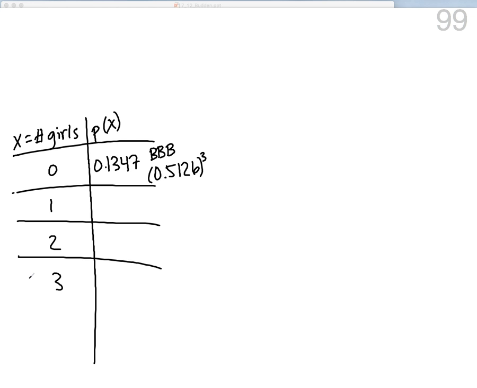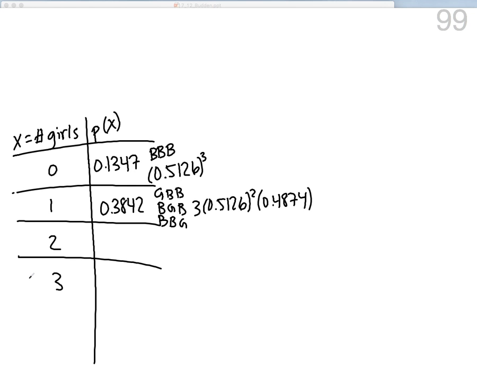Okay, how are we doing? If x equals 1, that means there's 1 girl. So the girl could have been the first child, the second child, or the last child. So we have to account for the fact that there are 2 boys. So that's 0.5126 squared. And then we need the probability of a girl, so 0.4874. And then we multiply by 3 because there are 3 different orders that could happen. That ends up being 0.3842.